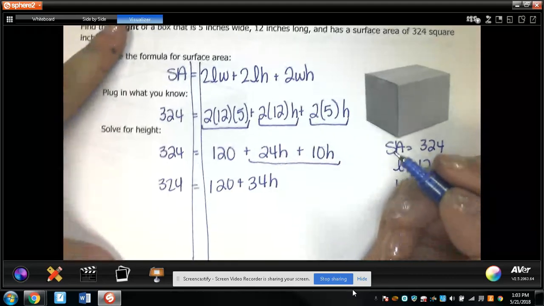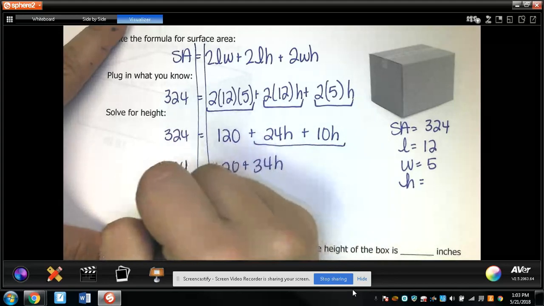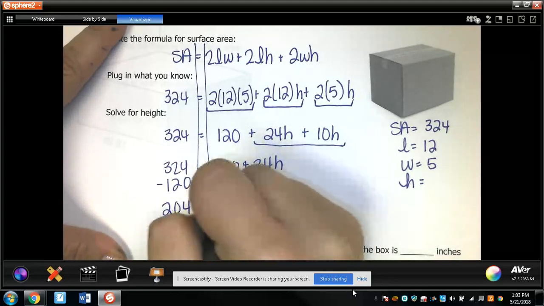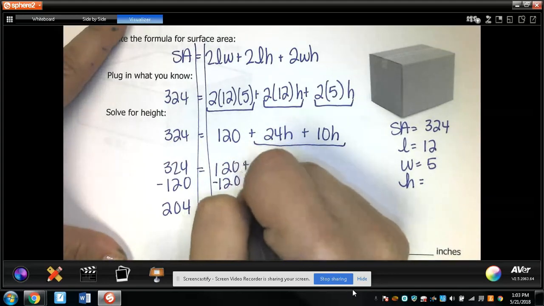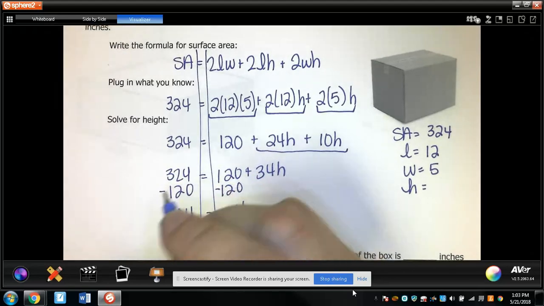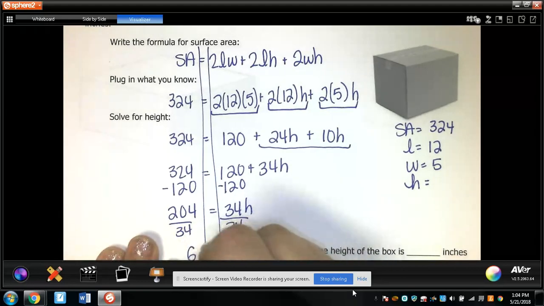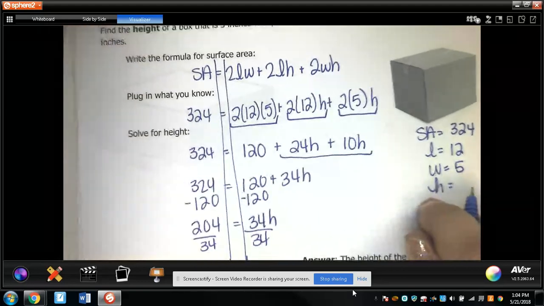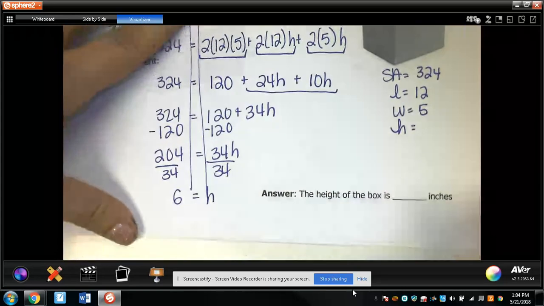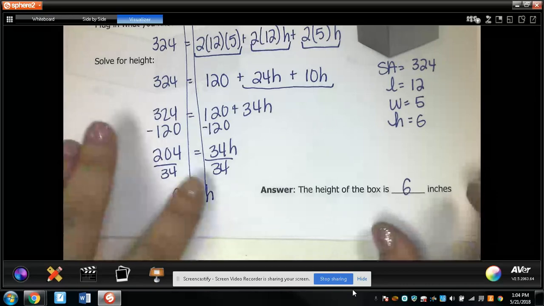Now I'm going to solve my equation. I'm going to subtract 120 from both sides. So I have 204 equals 34h. I'm going to divide both sides by 34. I really hope this works out. It does. 6. So I found out the height of the box is 6 inches. So 6 was that missing dimension.